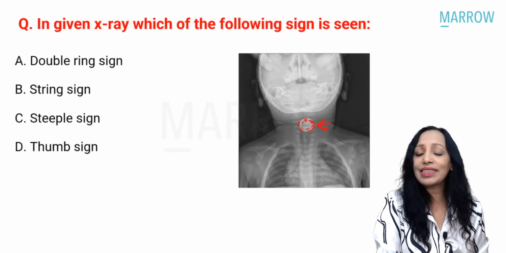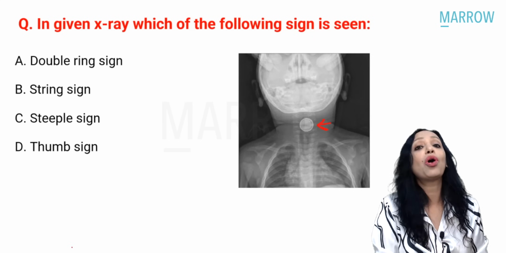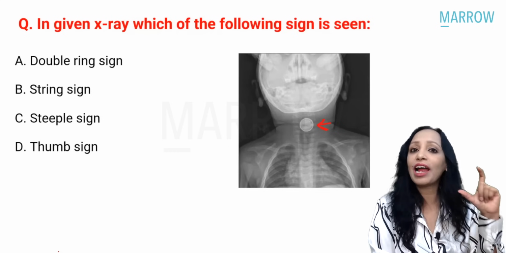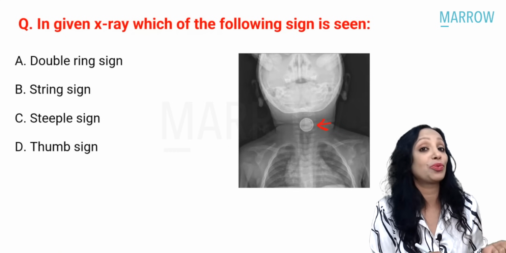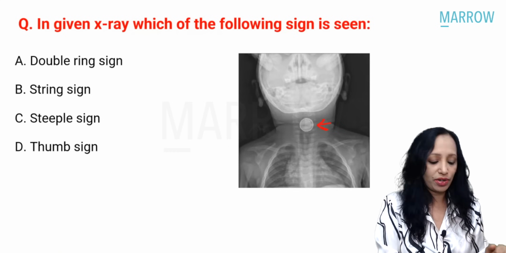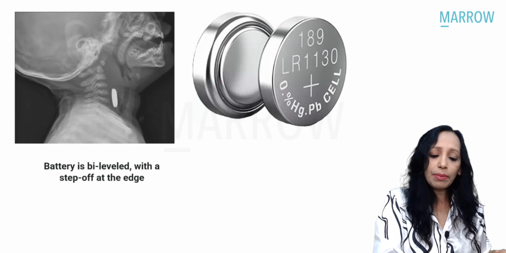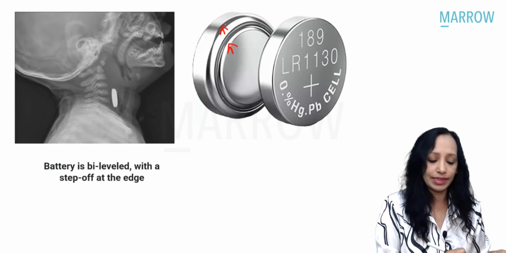So what is this? This is the typical appearance of a battery as a foreign body. This was the exact picture that was given to you last year and was asked, what is this foreign body? Yes, it was battery. The battery has a bilevelled appearance, because of which you see two rings. One is this, and the outer ring is this.